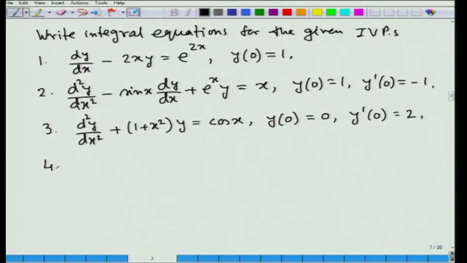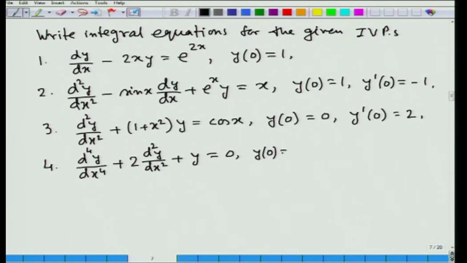And problem number 4, d⁴y/dx⁴ plus 2 d²y/dx² plus y is equal to 0, with the given initial conditions y(0) equal to y'(0) equal to y''(0) equal to 0 and y'''(0) equal to 1.